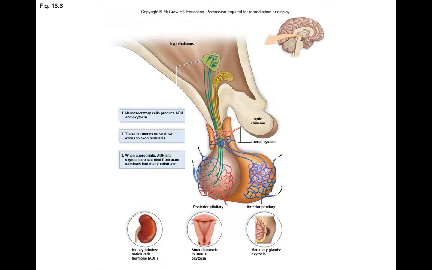It's ADH, standing for antidiuretic hormone, and oxytocin. So each of these hormones has different functions. Oxytocin causes contractions of the uterus and milk letdown in the breast. And ADH causes the reabsorption of water by the kidneys to keep us from urinating out our plasma. So ADH is an important hormone for controlling blood pressure and water balance in the body.